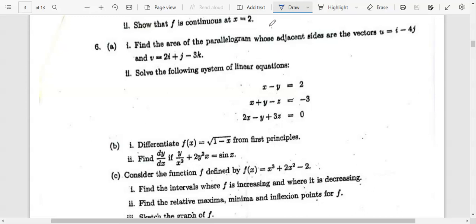Okay, so question number 6. A. Find the area of the parallelogram whose adjacent sides are the vectors u, which is i minus 4j, and v, which is 2i plus j minus 3k. Now, a parallelogram is something that looks like this. Two sides are parallel, the other two sides are also parallel.